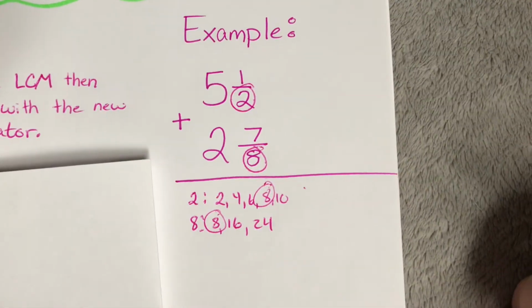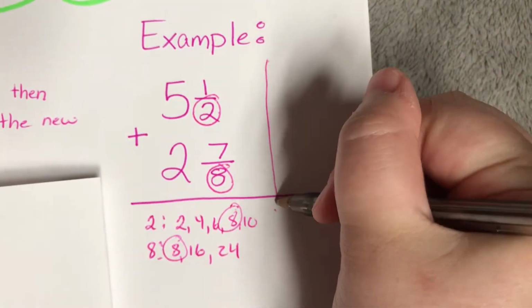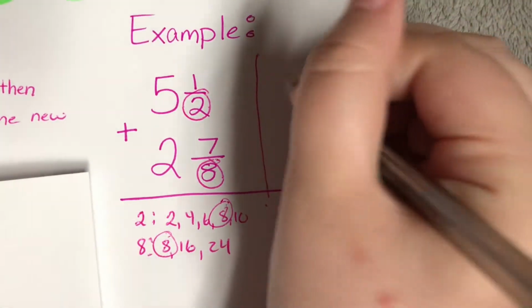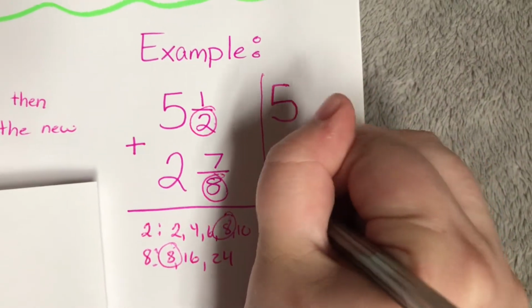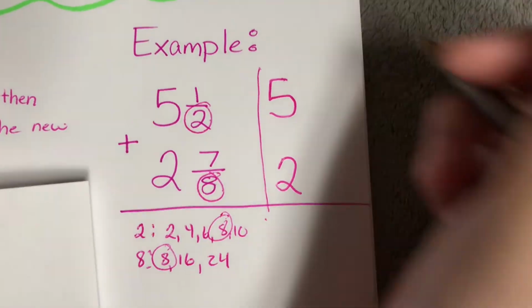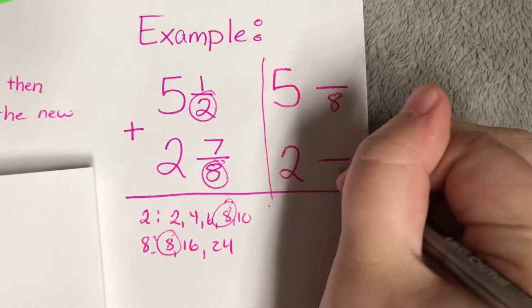So we're going to rewrite them with a denominator of 8. So I'm just going to draw a line and then rewrite it on this side. You want to make sure you leave your whole numbers alone. So I have a 5 and my 2 still. And then I have my denominators of 8.